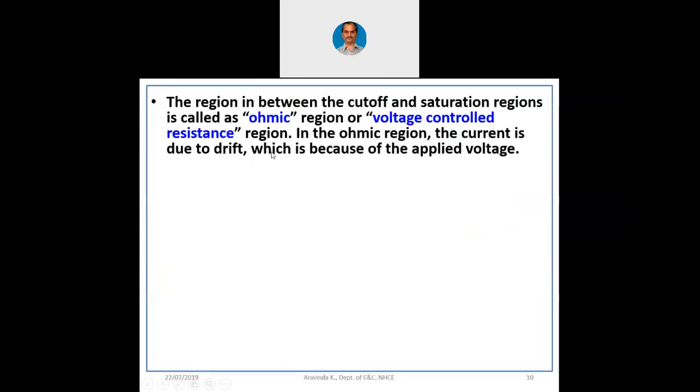The region in between, I am unable to see this because of this Webex's window coming there. Okay, now I am able to see.